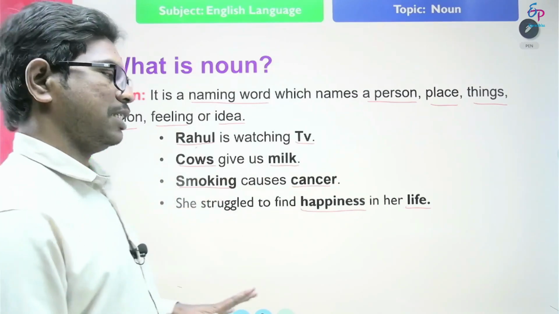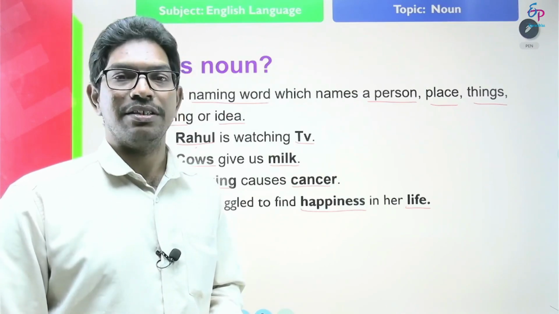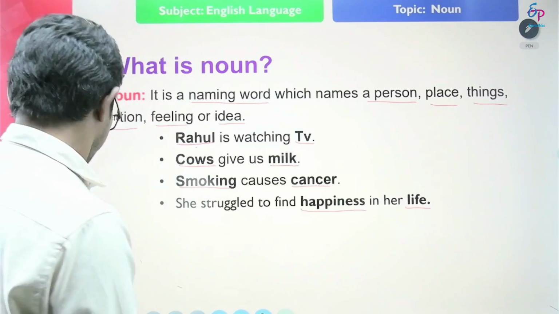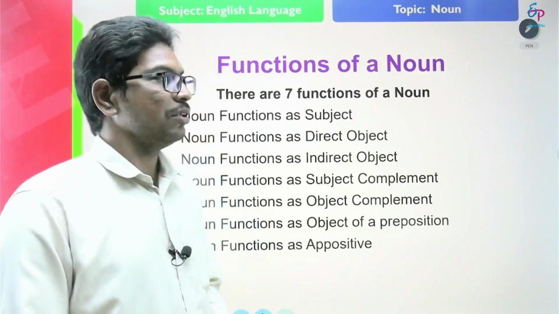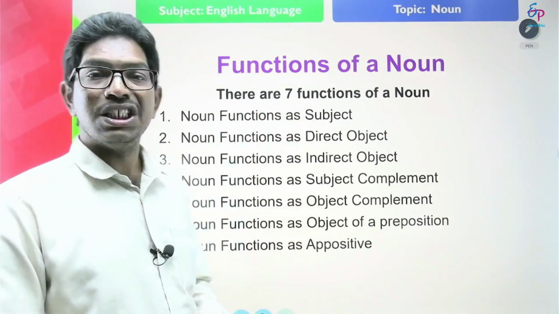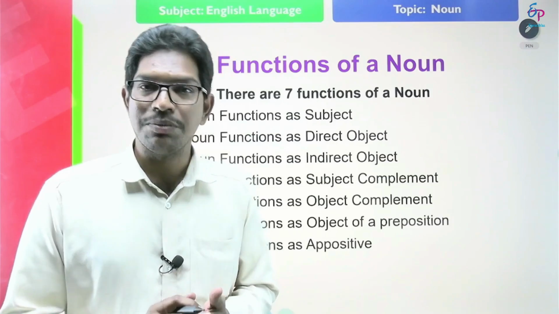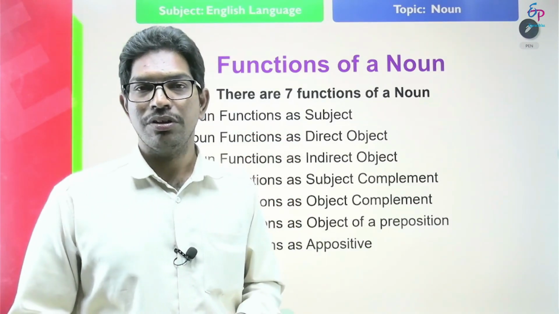Now let us discuss how noun functions in a sentence. That is very important to learn. So let us learn functions of a noun. There are 7 functions of a noun. So if you want to understand the sentence meaning, you have to know the functions of noun.